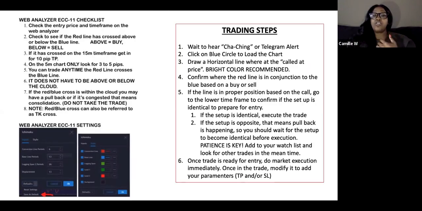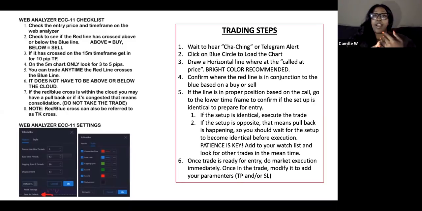Once the trade is ready for entry, you can go ahead and do a market execution immediately. If you're doing like me and waiting for it to line up, as soon as you see the lines line up, you just immediately buy or immediately sell. I know you want to enter your parameters like your stop loss and your take profit, but at least get in the trade first so that you don't miss the move. Once you're in the trade, you'll go back and modify and add your take profit and add your stop loss to it. So that's literally all that I do.